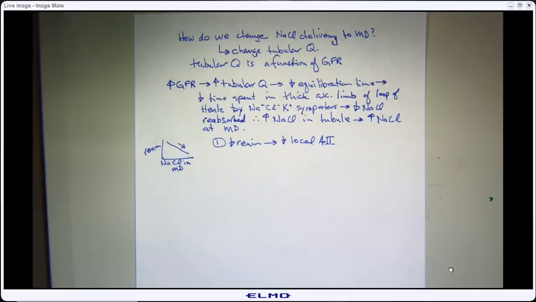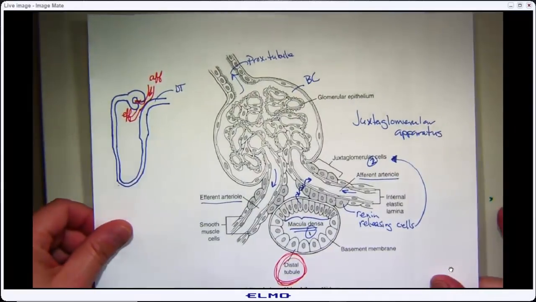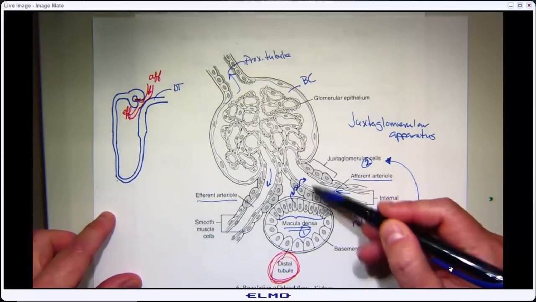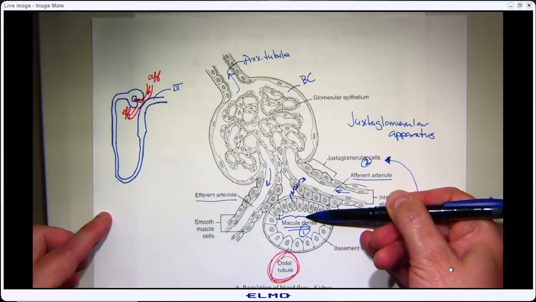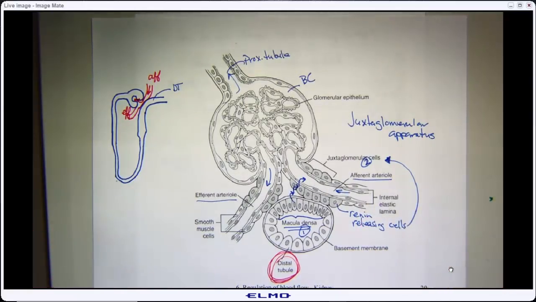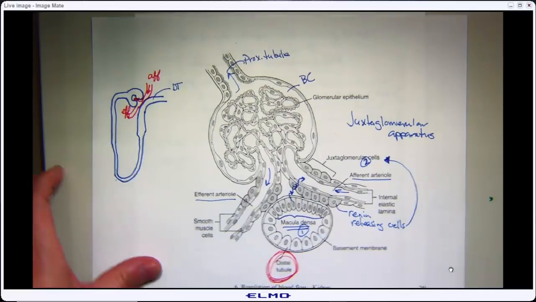Okay? So all of that would happen right here. Okay? Change sodium chloride in the macula densa. We drop the amount of renin produced by these cells. We would then decrease the amount of angiotensin I, which would then decrease the amount of angiotensin II. Okay? So that's that relationship.